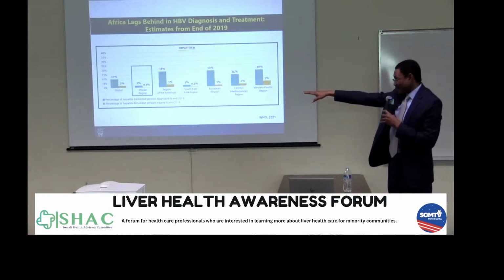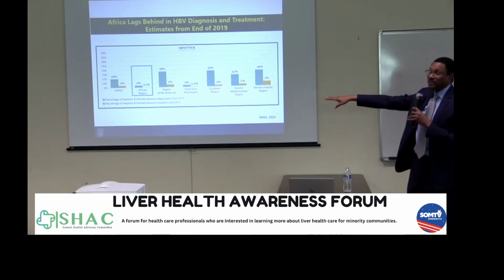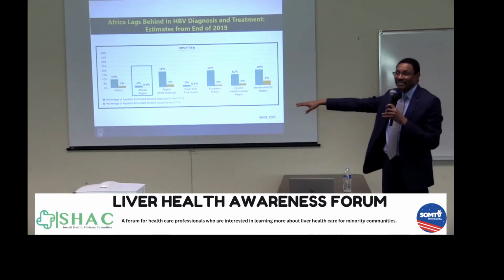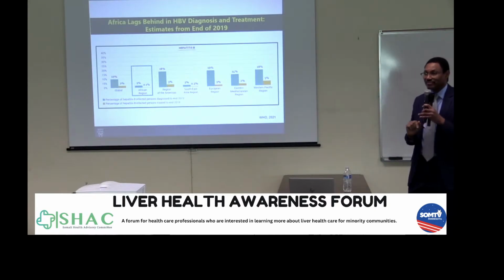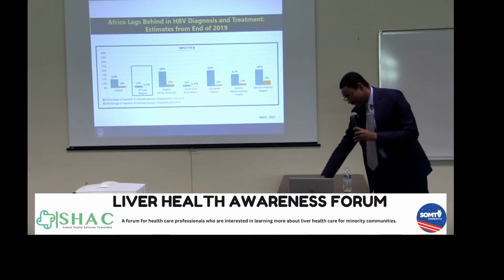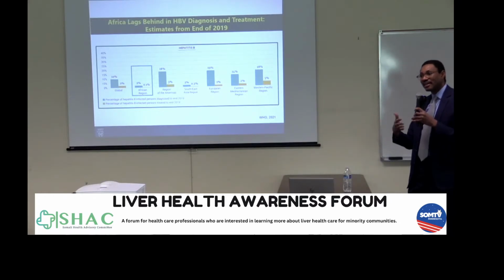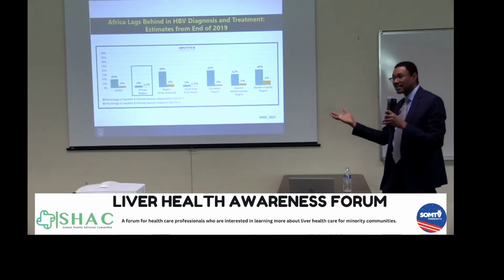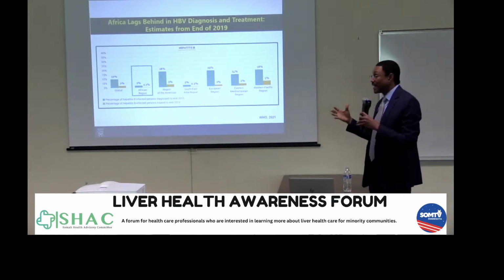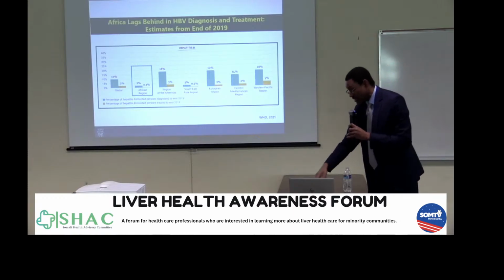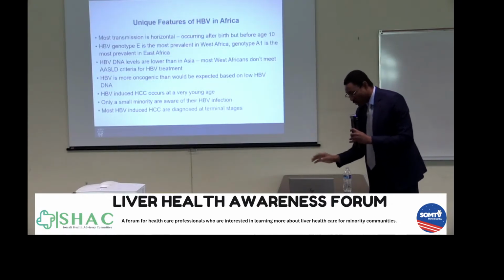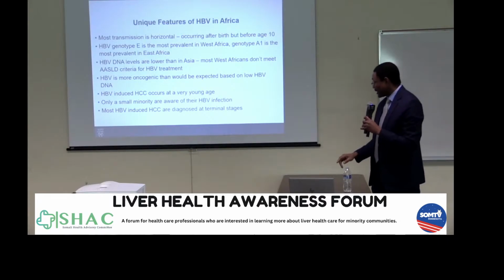Look at sub-Saharan Africa: only 2% of people infected know that they have hepatitis B, and less than 0.1% are in treatment. So huge disparities there, and as we see communities immigrating from Africa, that's the pattern that they're bringing with them. And so it's important that we are aware of this. I'm going to skip this.